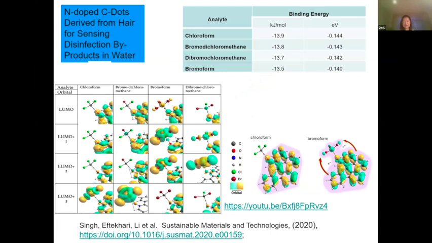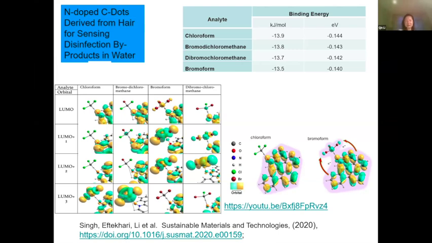So we did this DFT study and looked at the excited state. We looked into the lowest unoccupied molecular orbital and the electronic distribution. And before doing that, we did an affinity study just to look at the pyridinic N oxide moiety on these hair-derived carbon dots, how strongly it binds towards these different molecules. And strikingly, they are actually very similar. So it's not the binding affinity that triggered that selectivity.